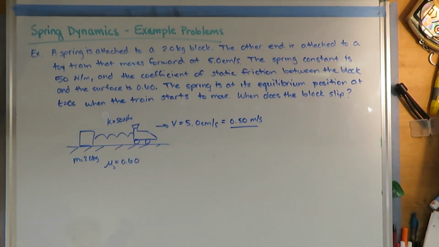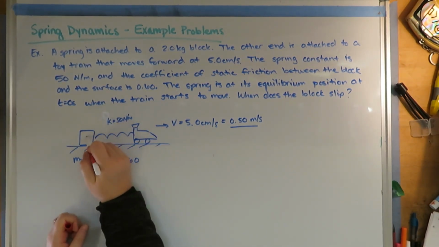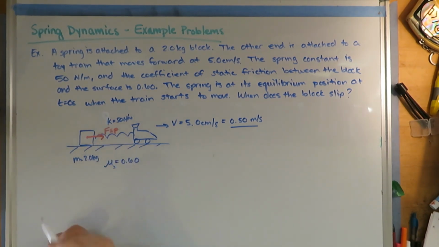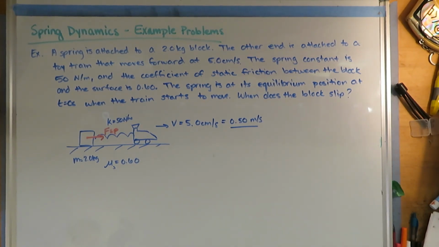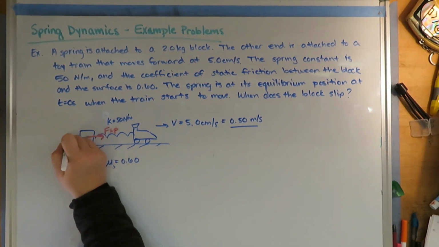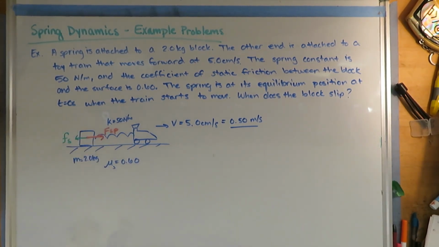So what I know is that there are going to be forces acting on this block. As the train moves, that's going to apply a spring force as the spring gets stretched. So you're going to have a spring force there. And then you are also going to end up with a friction force that is acting backwards. It's going to be a static friction force.